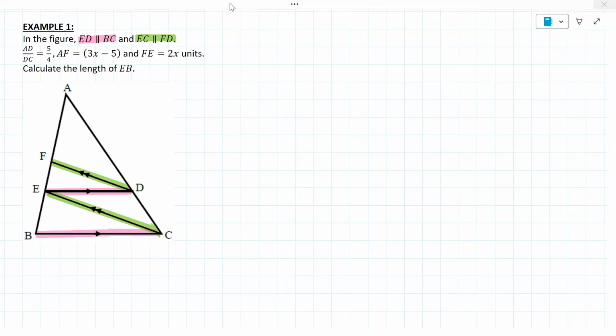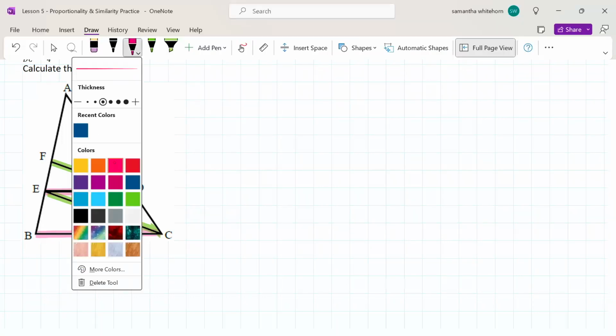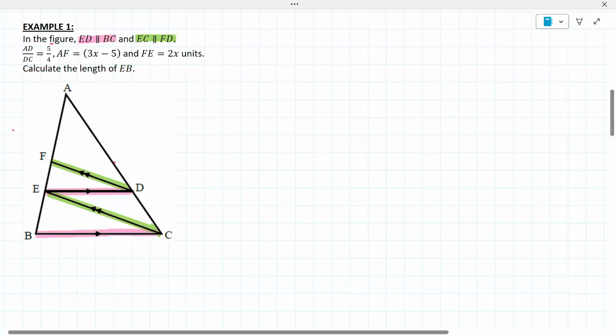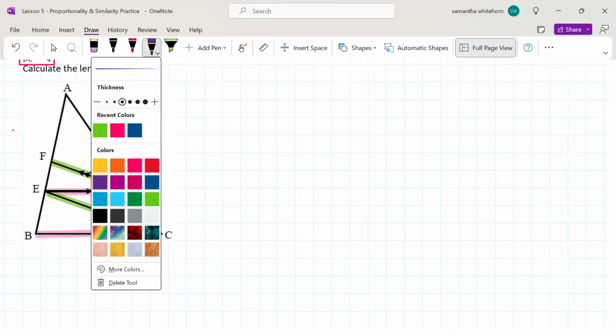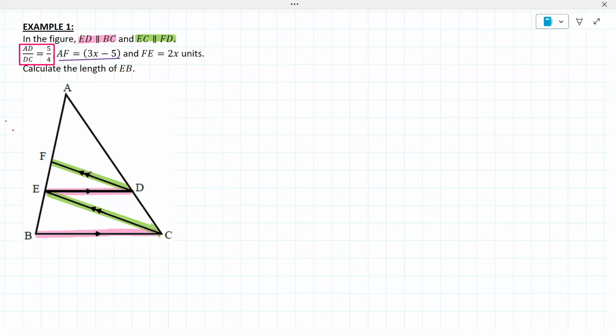We are also told, and this is now where things get a bit new and a bit interesting, we are also given the following information. AD over DC is equal to 5 over 4, and then we're given some lengths. So we are told that AF is equal to 3x minus 5, you don't really have to put in brackets, and FE is equal to 2x units. So we've been given the length of AF and FE, not like it's 20 centimeters, but in terms of x.